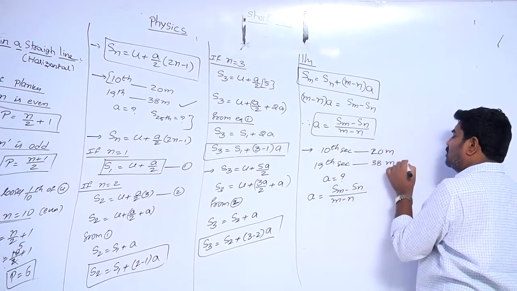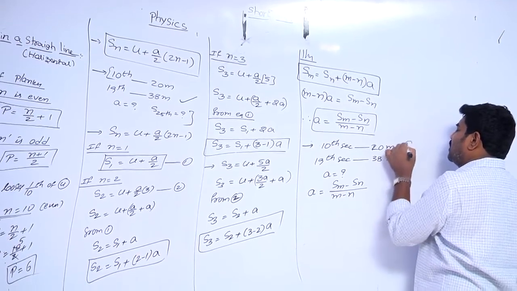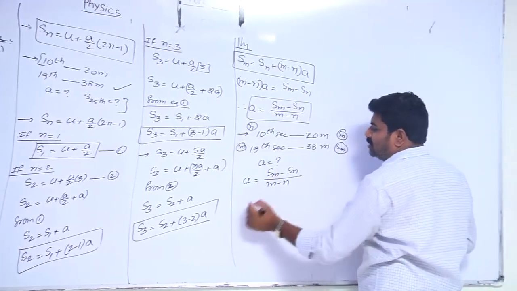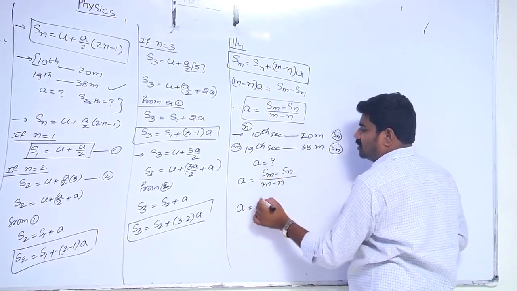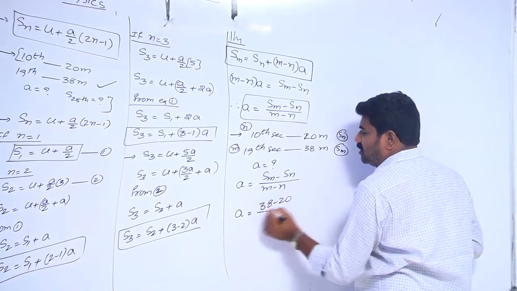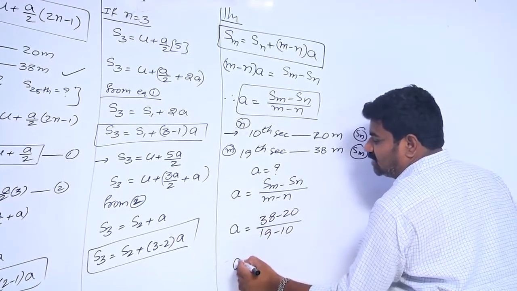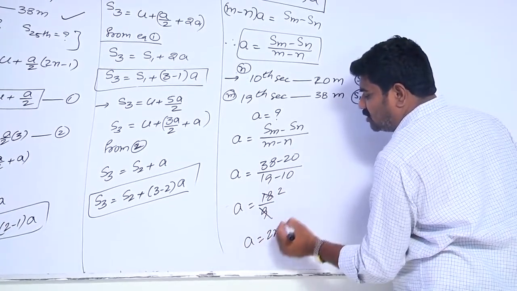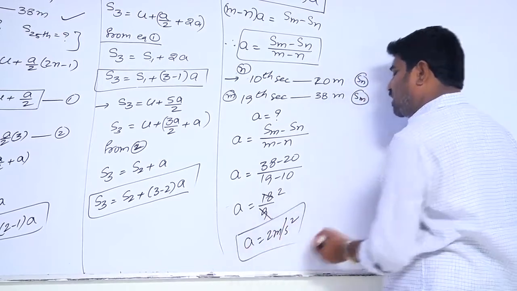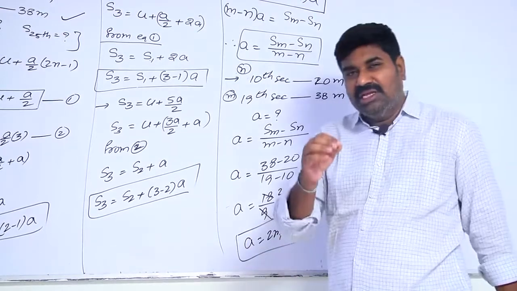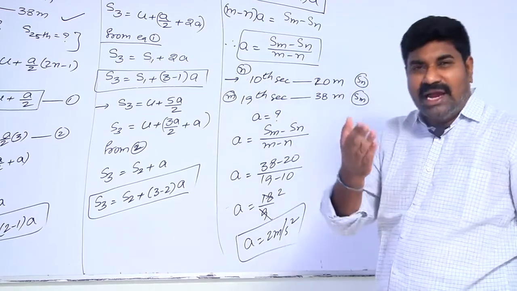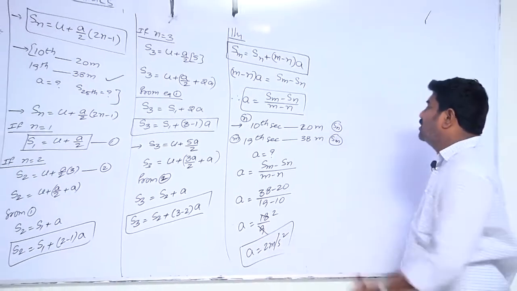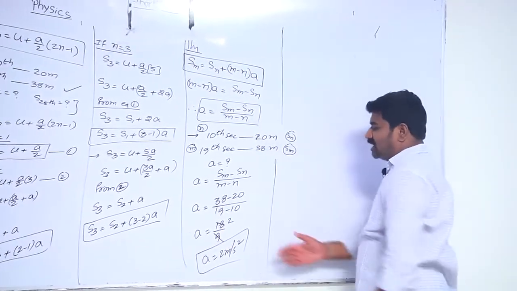This is Sm, this is Sn, this is the nth second, this is the mth second. So the acceleration is 38 minus 20 by 19 minus 10. Acceleration is 18 by 9. So what is the acceleration? 2 meter per second square. The displacement of the body in the 10th second is 20 meters, in the 19th second is 38 meters. Then the acceleration of the body is 2 meter per second square.